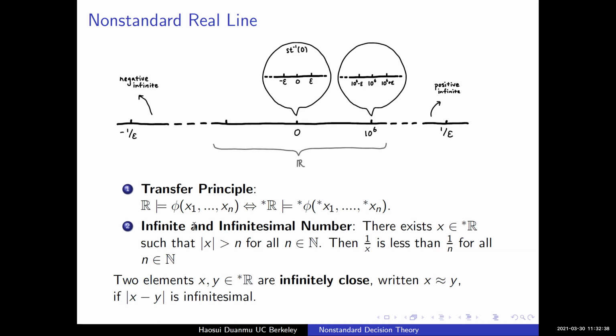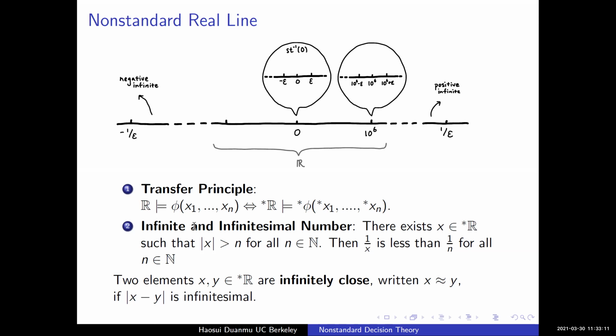The existence of infinite and infinitesimal numbers basically says that there exist non-standard real numbers whose absolute value is greater than n for every natural number n. And by the transfer principle, the absolute value of its reciprocal is less than 1 over n for every natural number n. For two elements x, y in star R, we say that they are infinitely close, and we write x approximately equals y, if the absolute value of x minus y is infinitesimal.